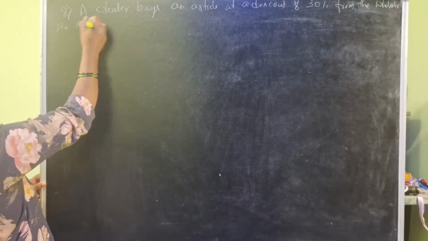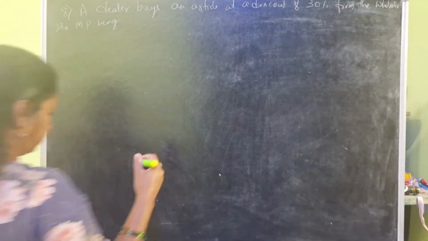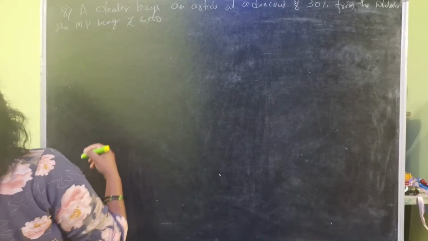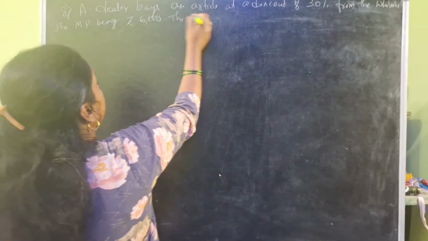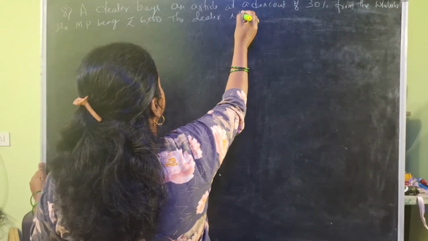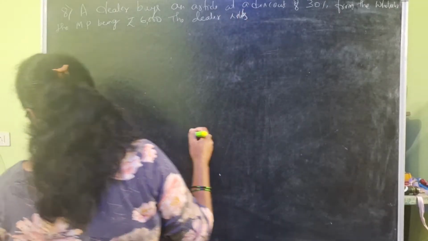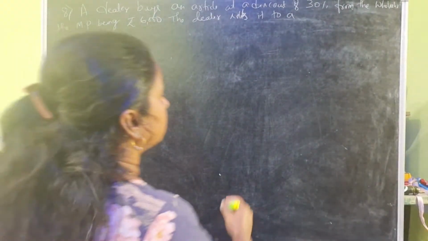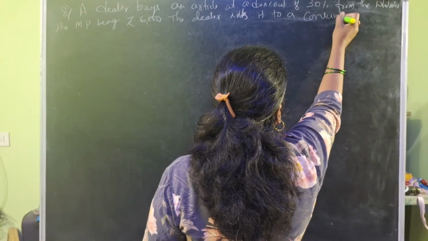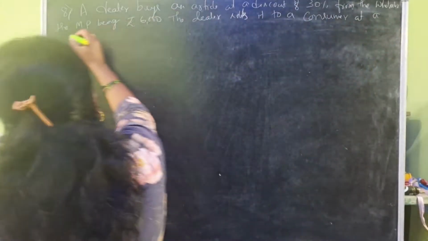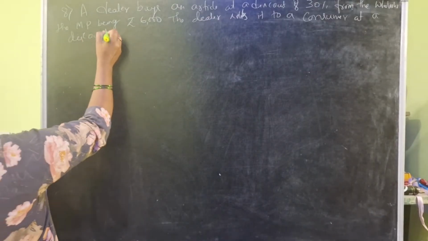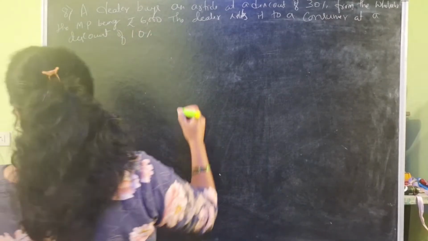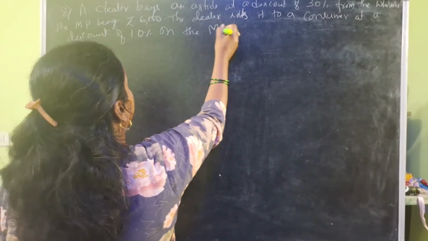The market price being rupees 6,000. The dealer sells it to a consumer at a discount of 10% on the market price.